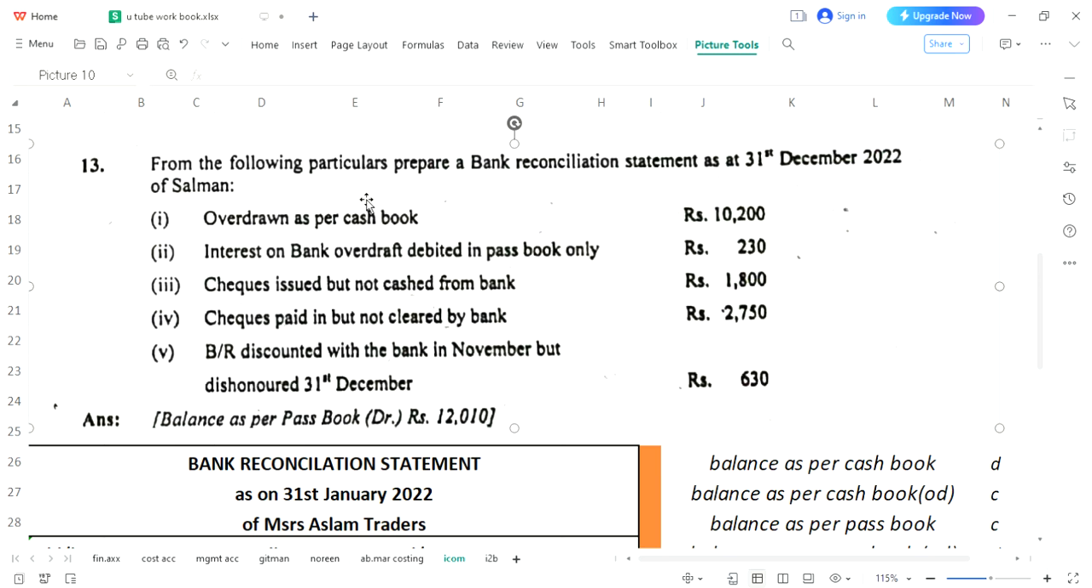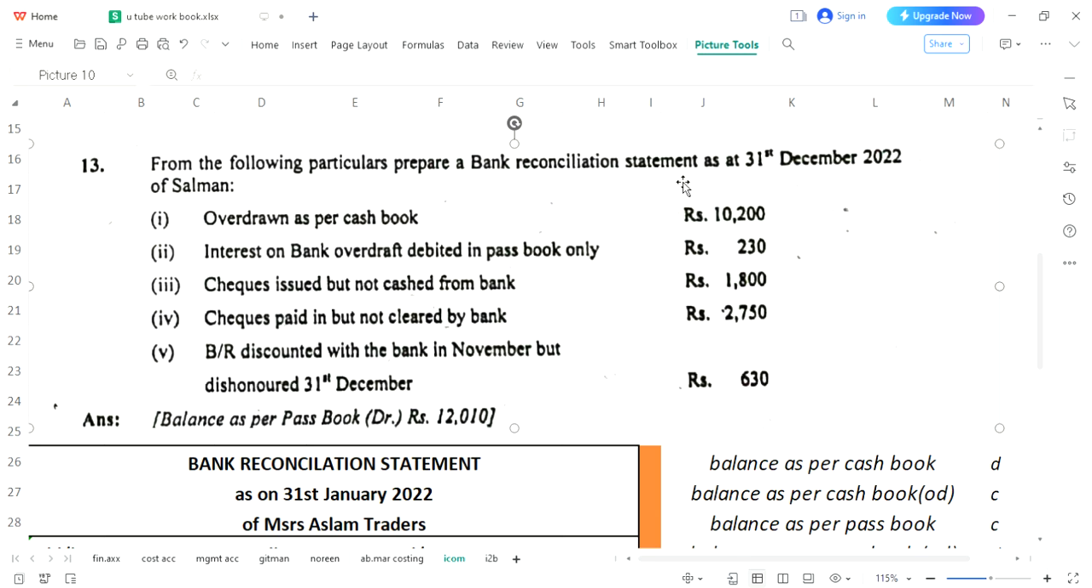Today's target is to solve question number 13. The chapter we are dealing with is bank reconciliation statement. As you can see, our requirement is to make the same statement.